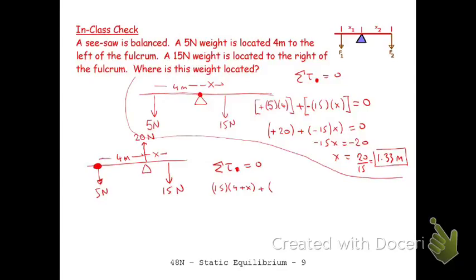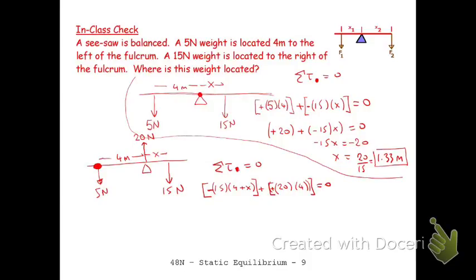So we add on to that 20 times 4. But is that clockwise or counterclockwise? That's going to be counterclockwise. So that's a positive. Oh, bad me. This is clockwise, so that's negative. Man. So let's go through that again. The 15 times the 4 plus x causes a clockwise motion. So that's negative. And the 20 times the 4 gives you a counterclockwise motion, which is positive. And they sum to 0.